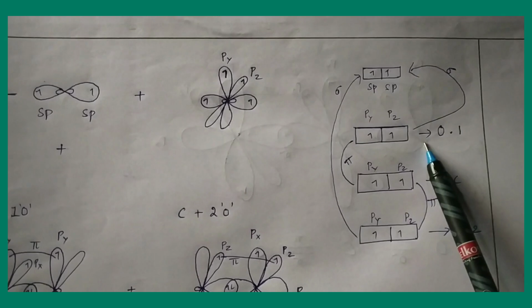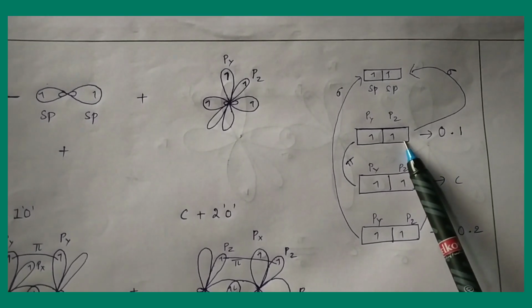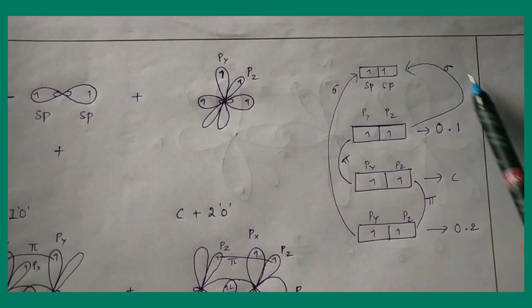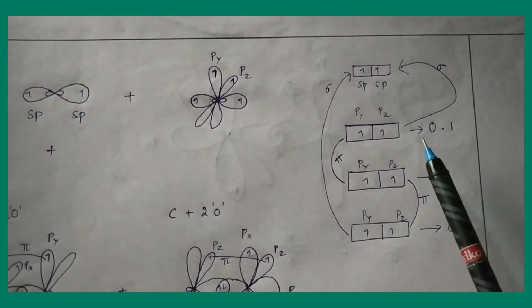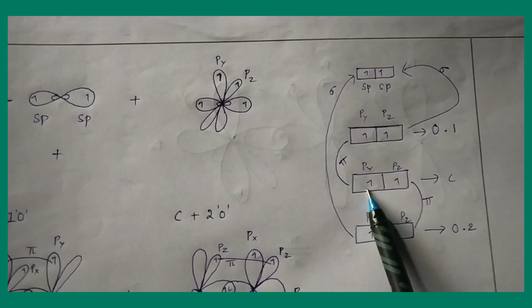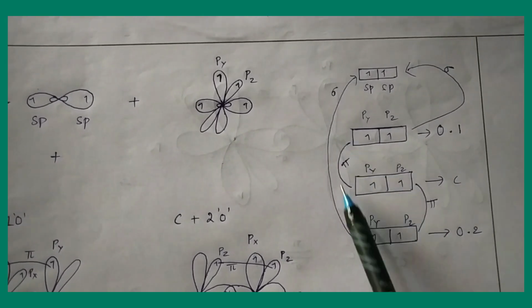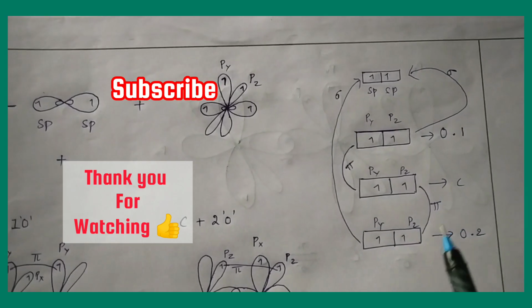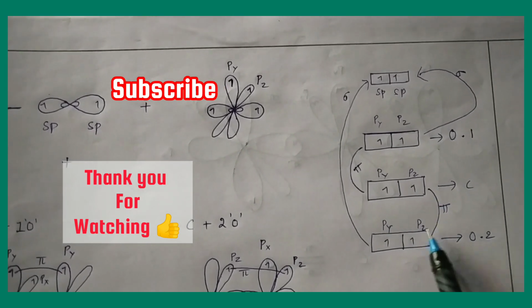sigma bond: the pz orbital of the first oxygen and another new sp hybrid orbital of carbon formed another sigma bond. So here the first oxygen and the unhybridized py orbital of carbon formed a pi bond, and the unhybridized pz orbital of carbon and the second oxygen pz formed a pi bond.